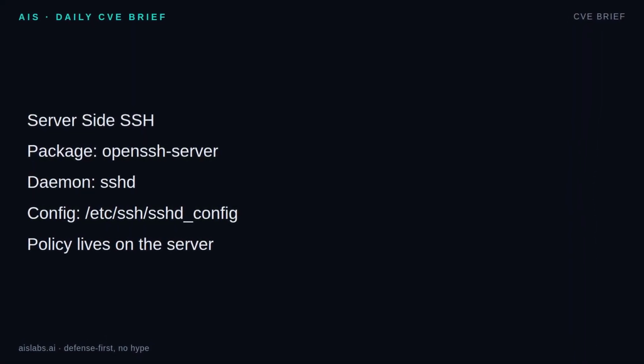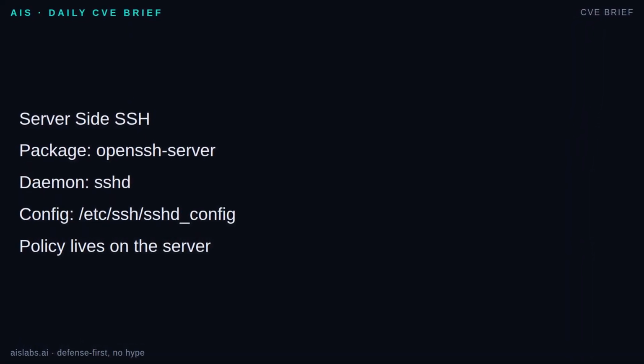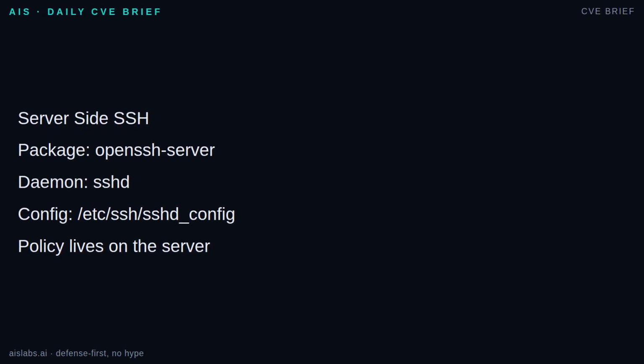sshd config is the server-side policy file for OpenSSH. Your SSH client has its own config, but this file belongs to the machine accepting logins. It tells sshd which address and port to listen on, whether root may log in, whether passwords are allowed, whether public keys are accepted, and whether only certain users can connect.